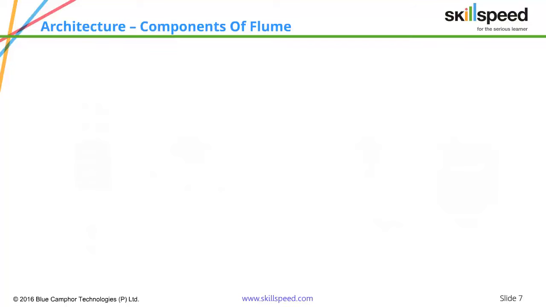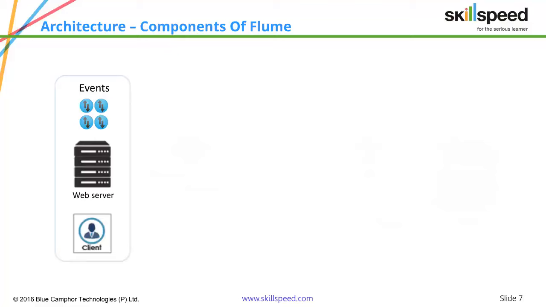So here you can have a look at the detailed architecture of Flume. On the left hand side we have a web server and there are events. Now we understand what an event is. An event is the smallest unit of data that is generated, and we have something called a client, which we'll be discussing in the next slide.